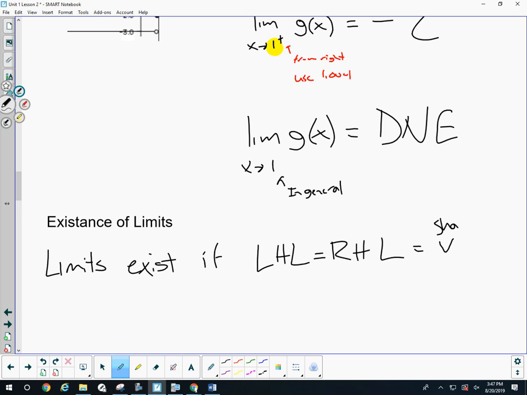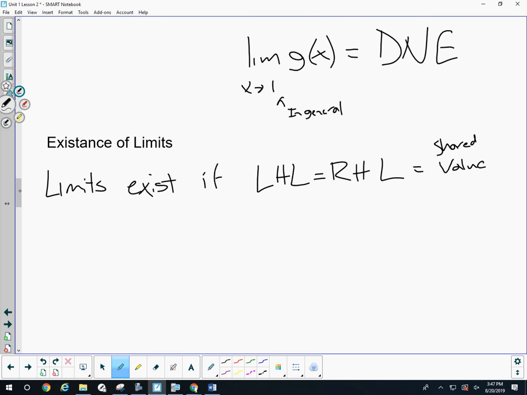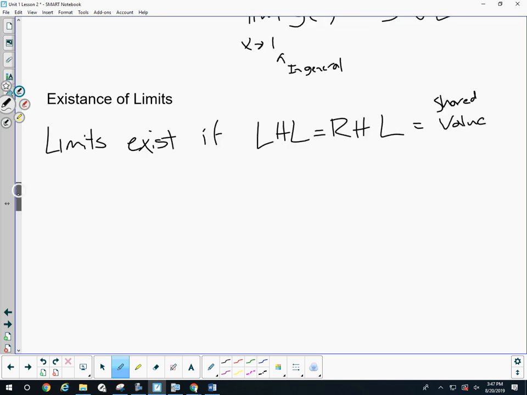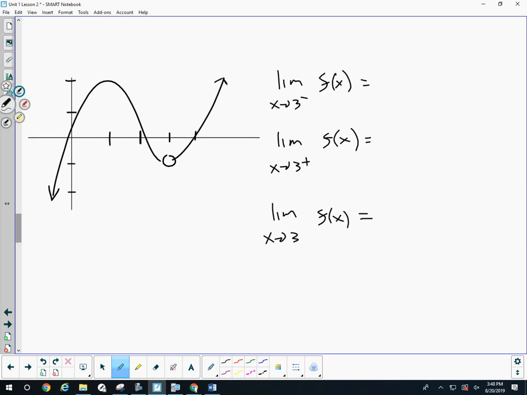And it equals the shared value. Okay, so let me show you this previous example on the next page. We looked at this example before.